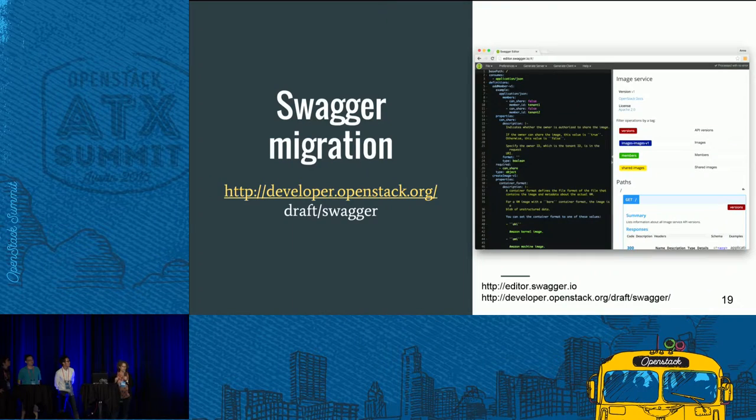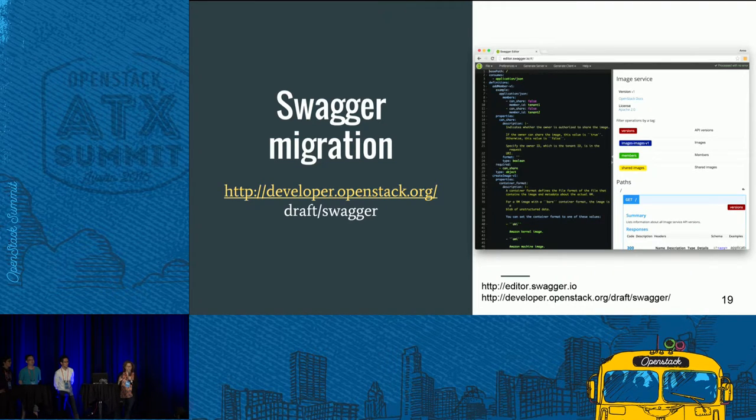We did do a Swagger migration of all 12 services that were documented in WADL, and you can go see that on developer.openstack.org/draft, because these are drafts, /swagger. And you can actually point to those in the editor.swagger.io to look at a side-by-side rendering. Because we were able to use vendor extensions, all of them will render.